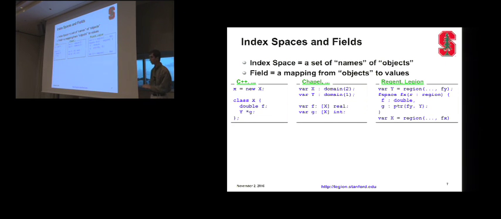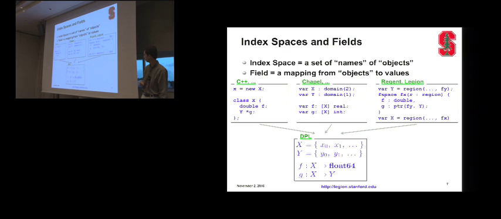And then here's Regent code, similar to the same thing. Basically, X and Y are now regions in this language, and I can define a field space which can have either raw values or pointers to other fields. But all these things, I've got index spaces, I've got names of objects, and I've got fields. All these three things can be mapped down to a much more mathematical perspective, which we call DPL, the dependent partitioning language, which is basically just a language of sets and of functions.